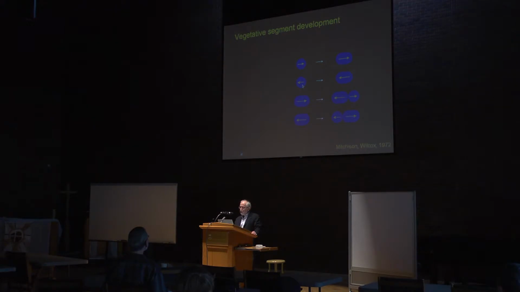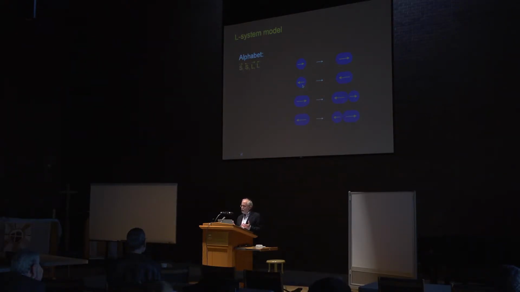So it turned out that this is sort of a poster child example for L systems. The set of different states of cells, short, long, and with associated polarities, is called the alphabet of the L system. So it is the set of types of cells which we have. And these rules which Mitchell and Wilcox described are seen as productions in a grammar, or rewriting rules in a rewriting system.